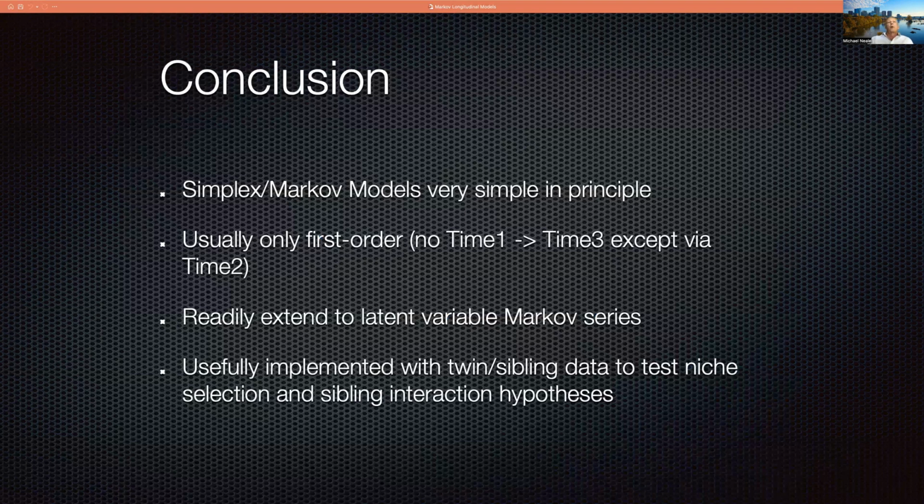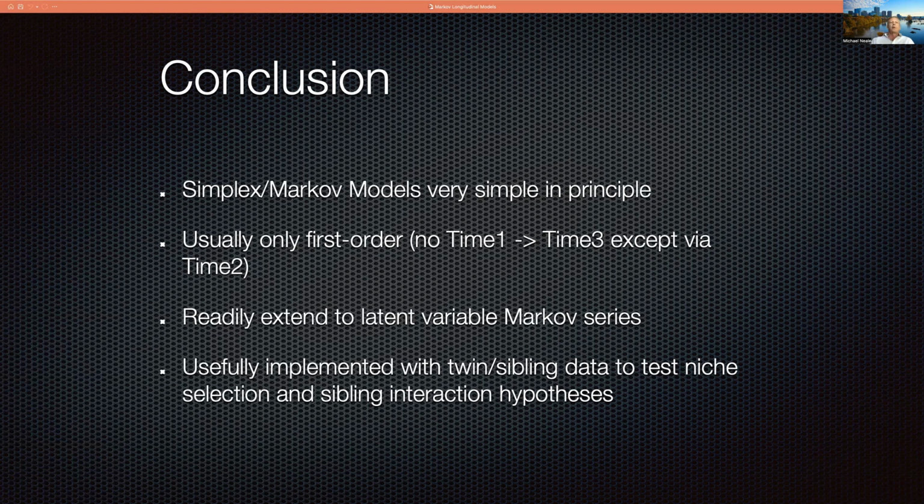So in conclusion, we've got simplex and Markov models that are very simple in principle. In behavior genetics applications, I think I've only seen first order, that is that there's no direct effect of time 1 on time 3 that does not pass through time 2. So this is strictly a first order Markov model. If time 1 had a sort of end run, skip out time 2, pathway directly to time 3, then we would be looking at a second order Markov model. These ones are what we generally call first order Markov models.